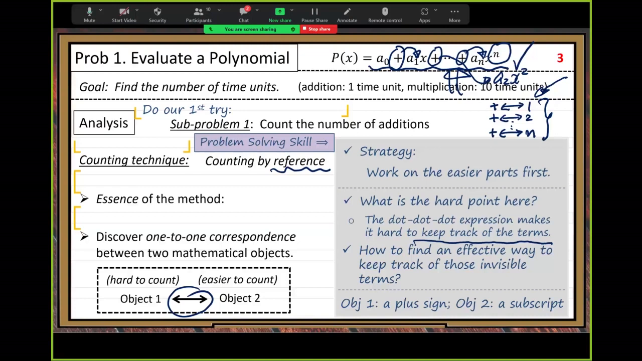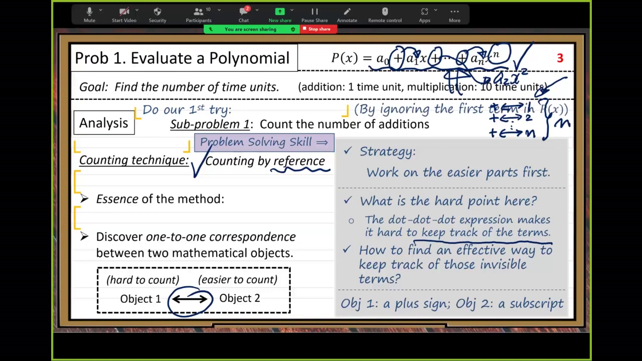So we get the answer n. That's the reason the answer is n. I hope with this simple example you can get an idea of this counting technique, counting by reference. But you need to choose appropriate reference objects.